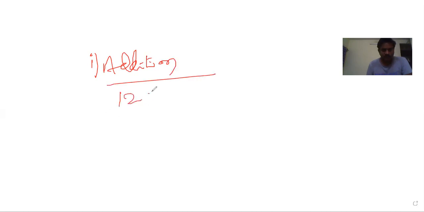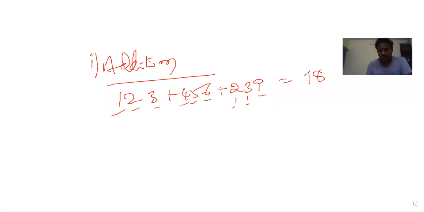For example, values in the form of 123, 456 plus 239, etc. 9 plus 6, 15, 15 plus 3, 18. 3 plus 1, 4, 4 plus 5, 9, 9 plus 2, 11. 2 plus 1, 3, 3 plus 4, 7, 7 plus 1, 8. So here we observe that in each and every number we have the same 3 digits. There is no problem at all. We can directly add all these values.